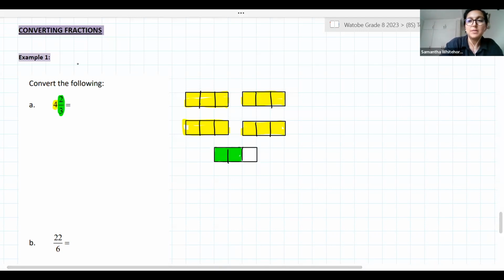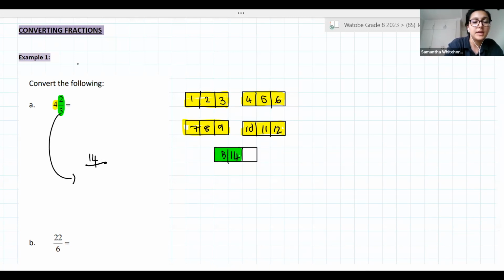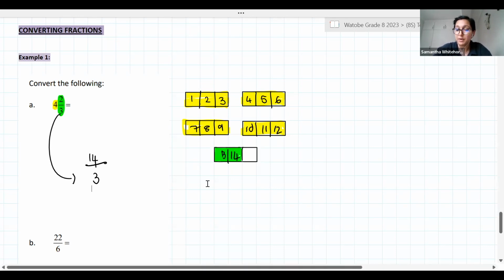Now, in order to get an improper fraction, what we do is we count how many shaded blocks we have. So this would be 3, 6, 9, 12, 13, 14. So I've got 14 blocks shaded in, and we always use the original denominator, so 14 over 3. And now I've got, exactly as Maduna said there on the chat, my improper fraction.